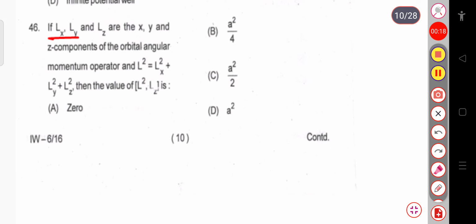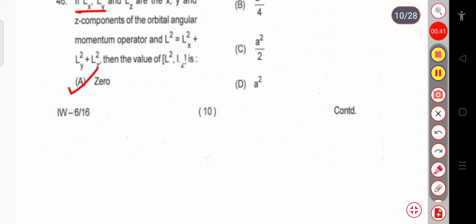Here the question is: if Lx, Ly and Lz are the x, y, z components of the orbital angular momentum operator, and L square equals Lx square plus Ly square plus Lz square, then the value of the commutator of L square comma Lz will be. Here you know this commutator L square, Lz will be 0. So let me write some basic properties related to this.